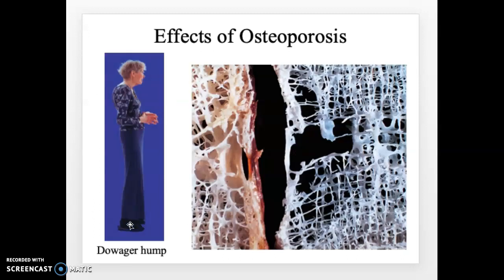Here is a picture. This woman here is showing that characteristic of osteoporosis called a Dowager hump. You can see this hump here is a classic sign of osteoporosis. On the left, healthy spongy bone. On the right, osteoporotic bone.